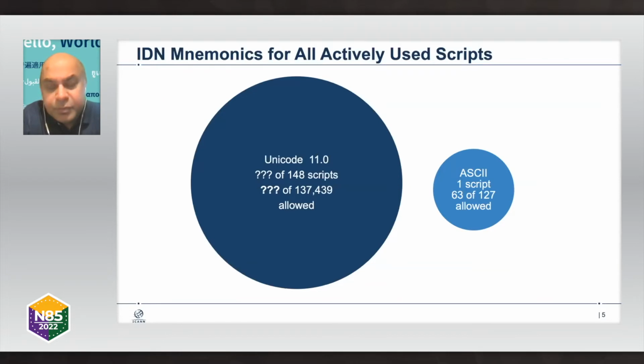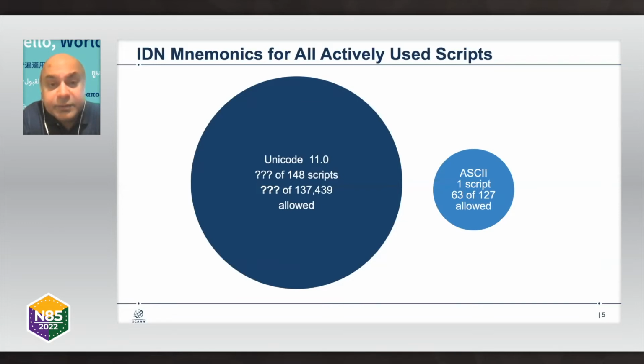In addition to just calculating a short list of what characters are allowed in domain names, we actually have another problem which obviously needs to be resolved. When we do the more traditional domain names, which are based on the ASCII standard, we are really dealing with one script, which is Latin script, and we're really dealing with 63 characters out of the 127 which are allowed. If we move to Unicode, the problem obviously is much bigger to resolve, because just looking at Unicode 11, it encoded 148 scripts and had more than 137,000 possible characters encoded.